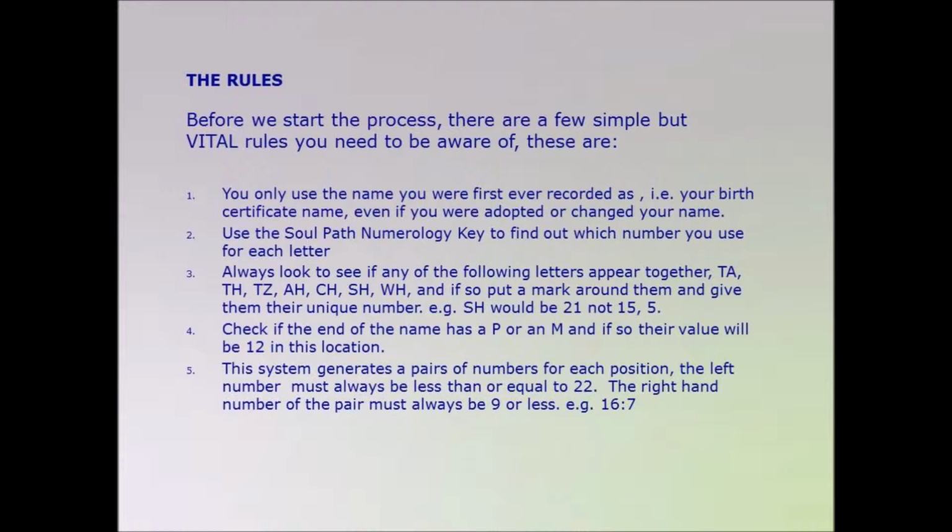Always, when you see the name, look if any of the following letters are actually together, if they appear. Now look what we have here. We've got the letter T and A together. We've got T and H, T and Z, A and H, C and H, SH, and WH. It's important, the first thing you do is when you see these letters, ring them, put a ring around them, highlight them, whatever way is distinctive, because when these two letters are together like this, we treat it as one sound. Therefore, it will only have one number to go with it.